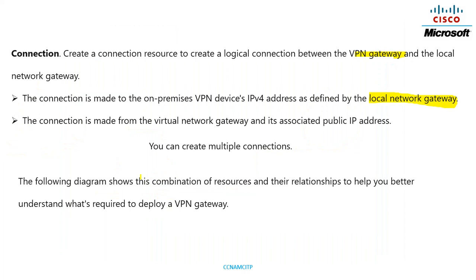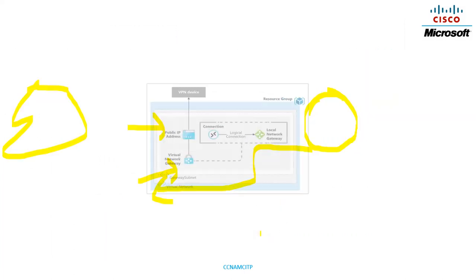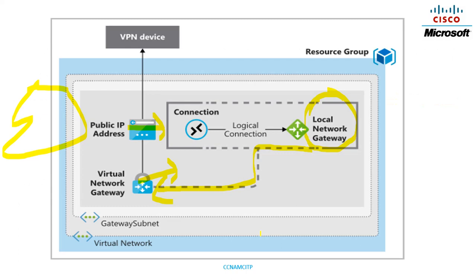You can create multiple connections. The following diagram shows the same thing. This is what I was talking about. We can create multiple connections, but the basic requirement is, once again, that we should have a local network gateway and a virtual network. We need to create gateway subnets and virtual networks. Very simple. And you can see we have one VPN device on this side.